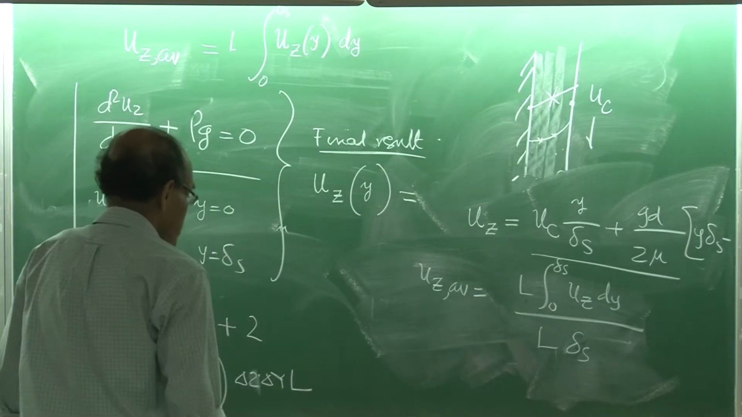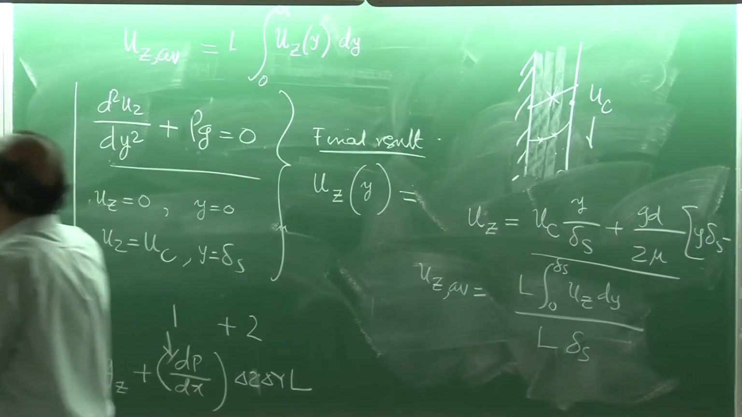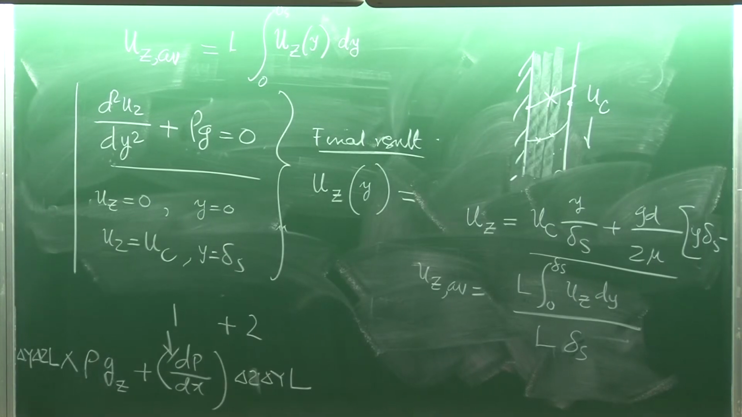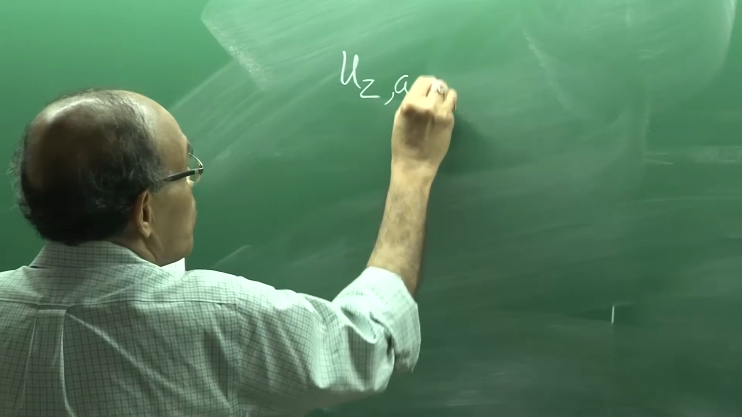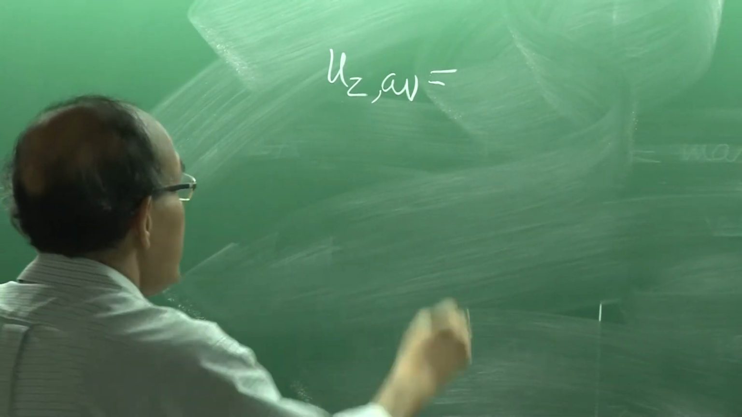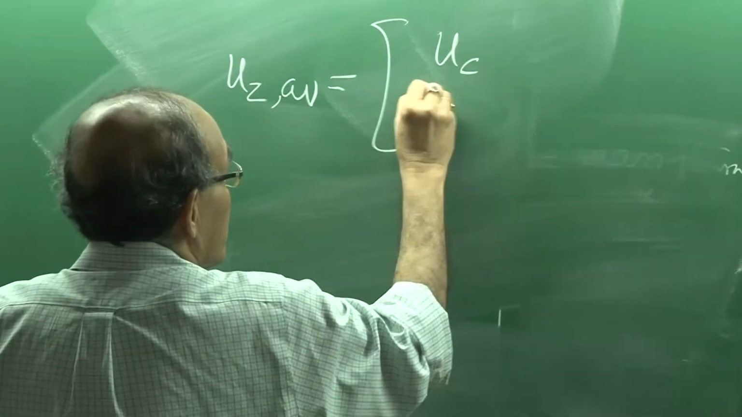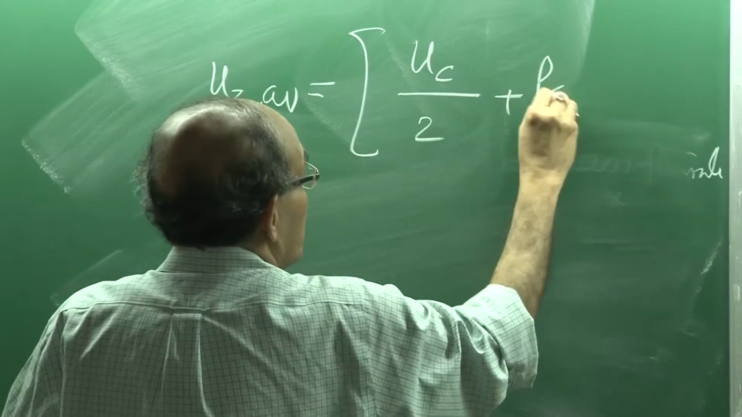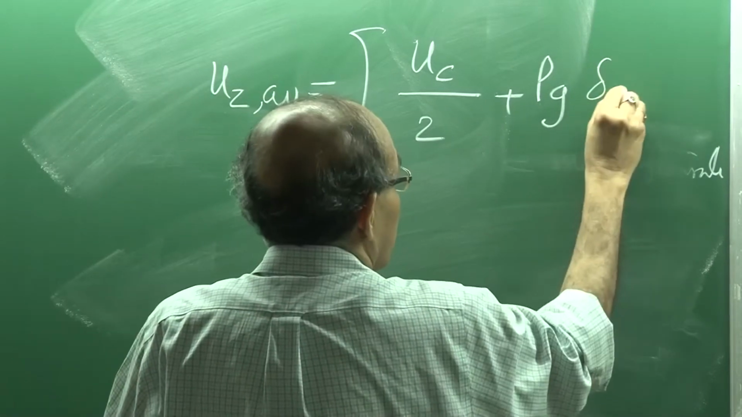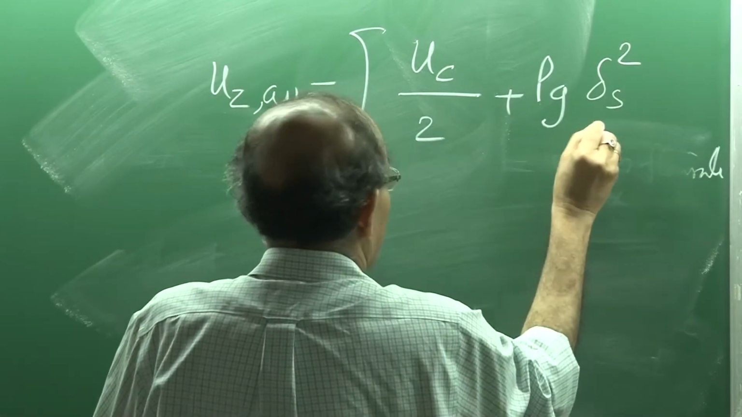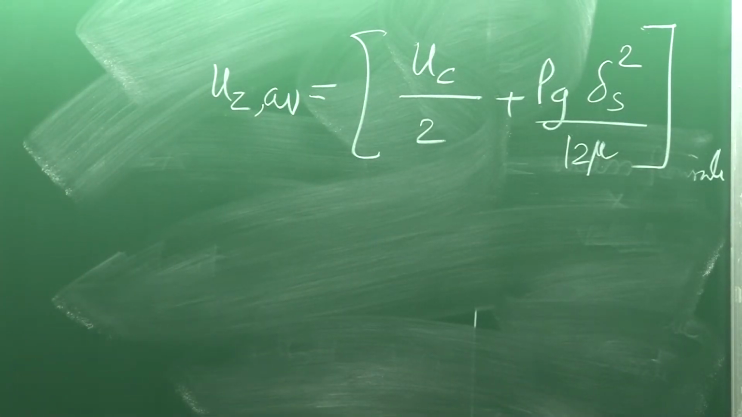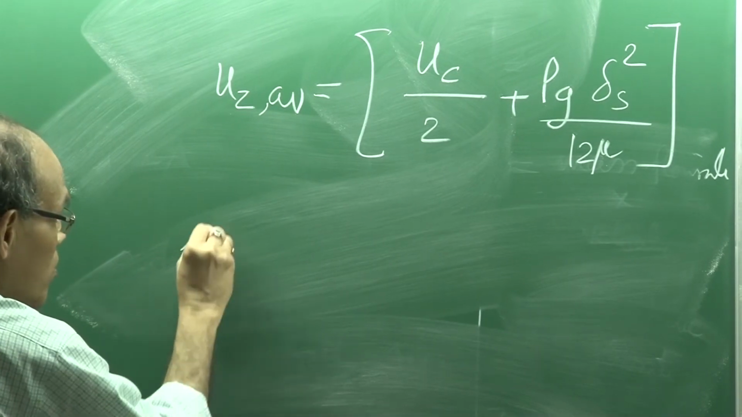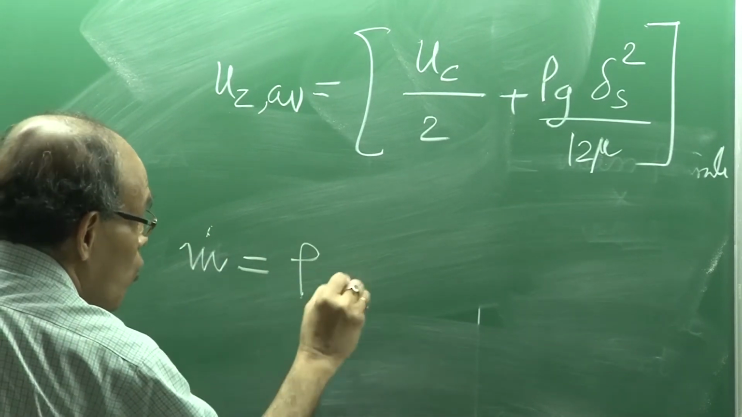And if you integrate this, then let me go to this section again to write out the final expression. The final expression I can write down for uz, again I will copy it from my notes, and that uz average, after doing that simple integration, could be given as u casting divided by 2 plus rho g delta s squared divided by 12.